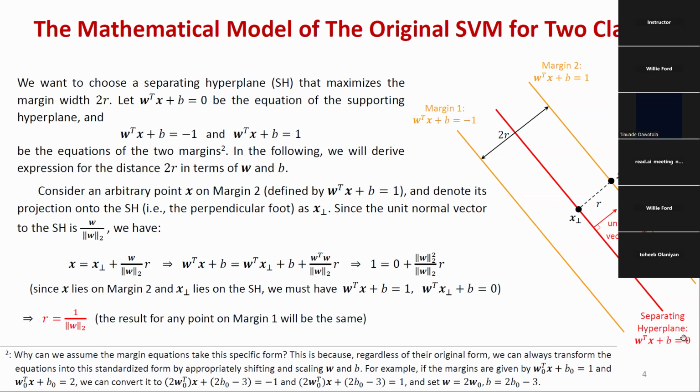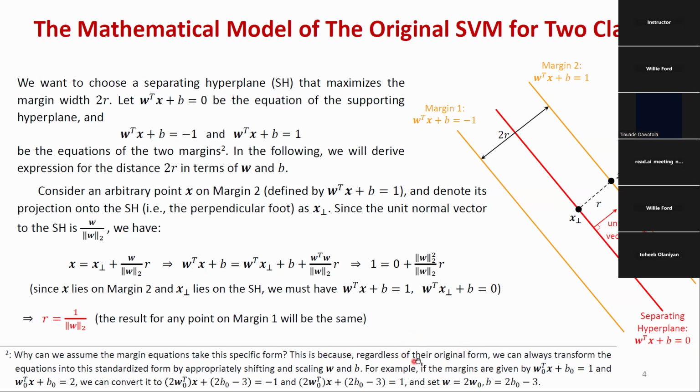So my point is that it doesn't matter what the number is, I can always scale it to make it in this form. The question is why, even if I admit this is valid, I can also always validly define margin 1 and margin 2 to be W^T x plus b equals negative 1 and positive 1. Why? Because I believe I gave you an example.